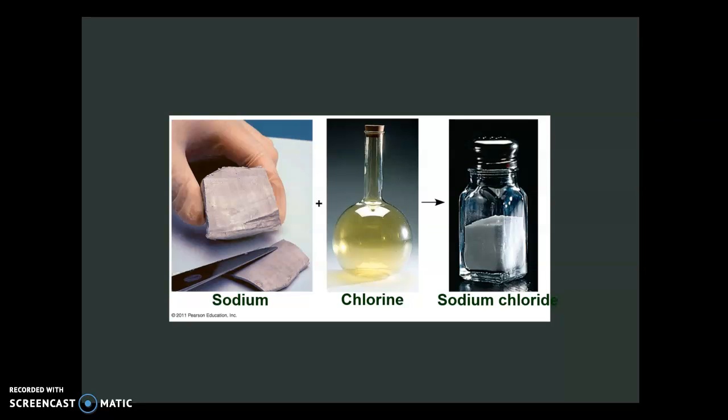Chlorine is a yellowish greenish gas, shown in this flask here. The stopper's in to keep that gas enclosed. But interestingly, when we combine these two elements into a compound, we get sodium chloride, which is table salt. There is an E at the end there, it just got cut off.